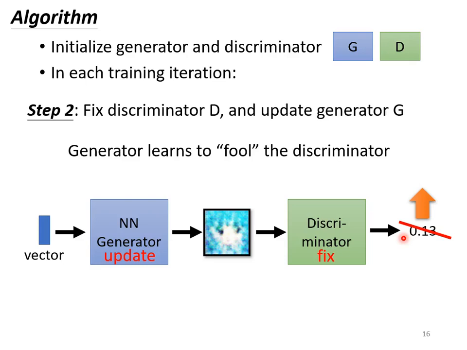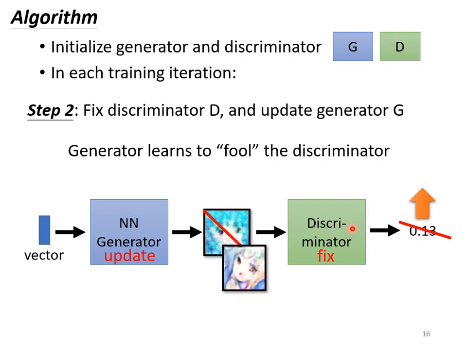Because of the goal of the discriminator training, the objective of it is to give a good image a high score. If the generator can update the parameters, making the discriminator give the generated image a high score, it means that the generated image is relatively real.